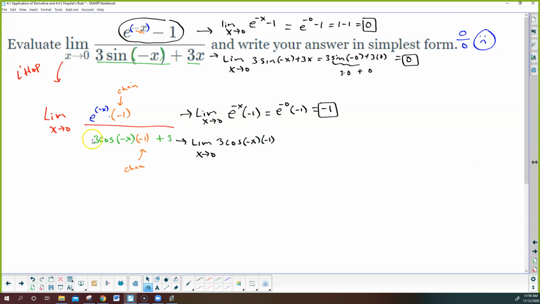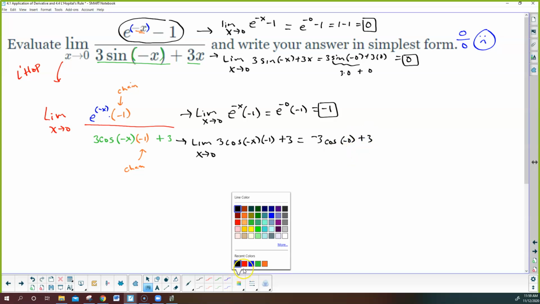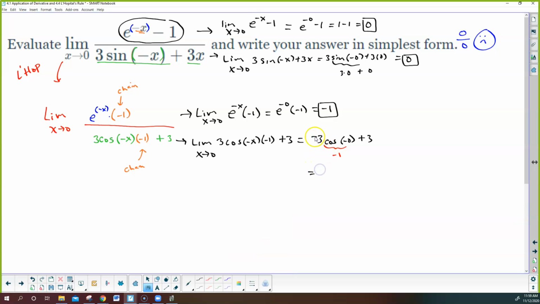And you could take this negative 1 and make that a negative. I think I'm going to do that for this next step. So now I have my limit of the denominator. I'm going to plug in 0. And I want this negative 1 to multiply the beginning 3. And then I have cosine of negative 0, which is something that we know. We just saw that. The cosine of 0 is 1. And then I end up with negative 3 times 1 plus 3, which ends up being 0.